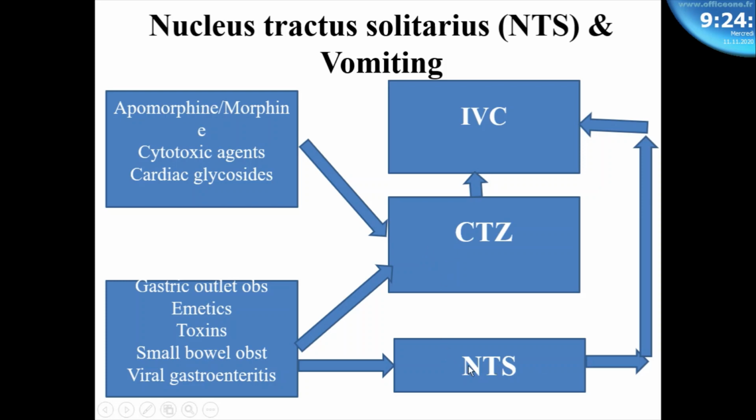We have also psychogenic stimuli. Of course, higher brain centers. We have psychogenic stimuli such as offensive sight, smell. We have seen higher levels of stress and anxiety. All those stimulate integrative vomiting center and then vomiting reflex.